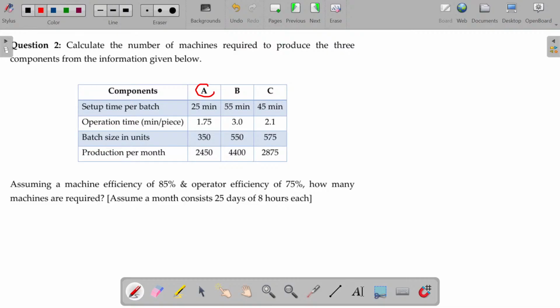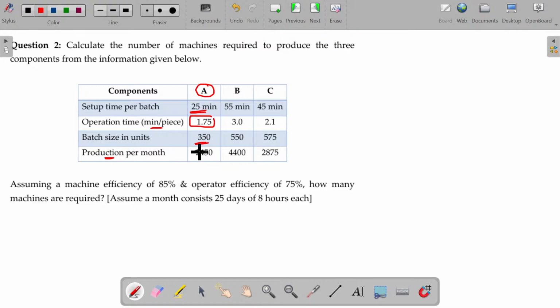Now let me see the production of component A. Setup time per batch is 25 minutes. Before we start a fresh batch, we need 25 minutes to arrange all the machines. Once we have arranged, then we can start manufacturing. For that, 25 minutes is over. Thereafter, I can manufacture. How many units can I manufacture? Batch size in units is 350. Once the machine is set up, I can manufacture 350 units non-stop. Thereafter, again I have to change the setup. Now, for producing every piece, I need 1.75 minutes.